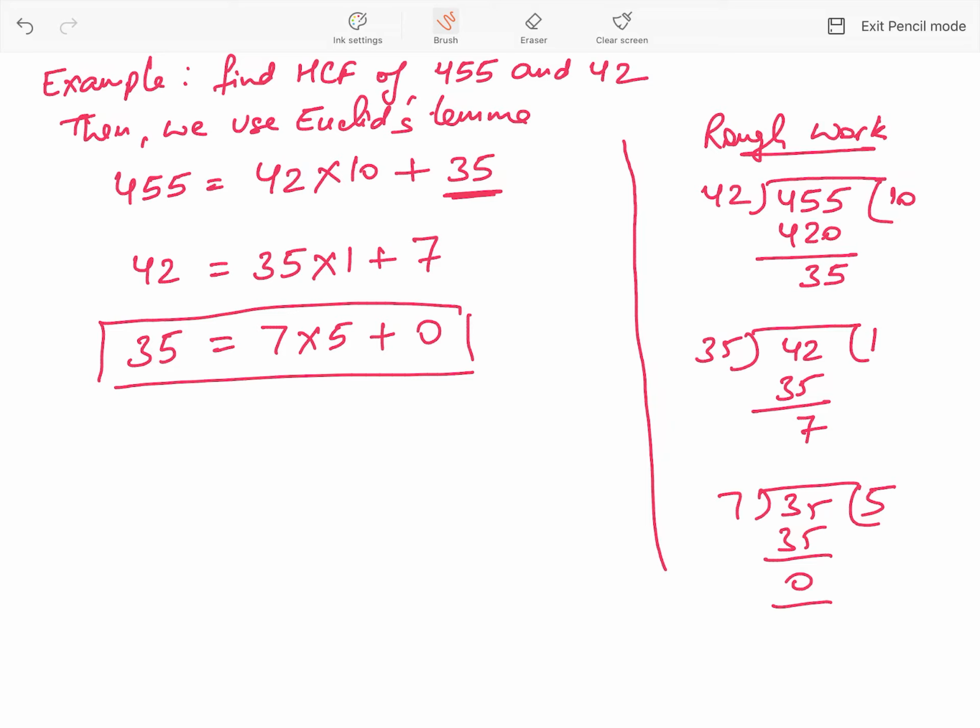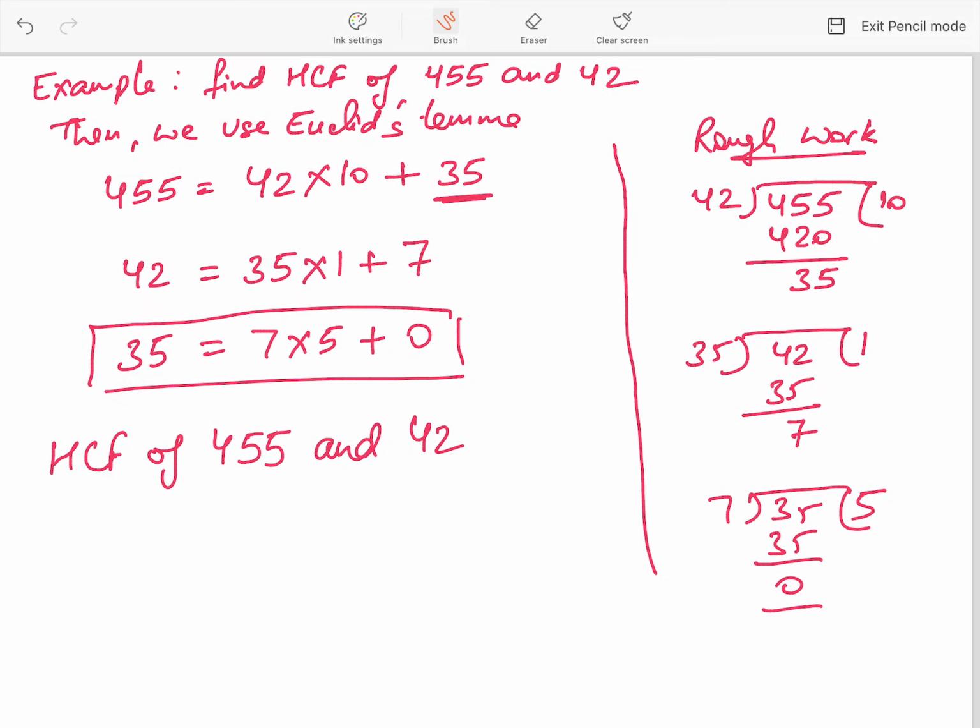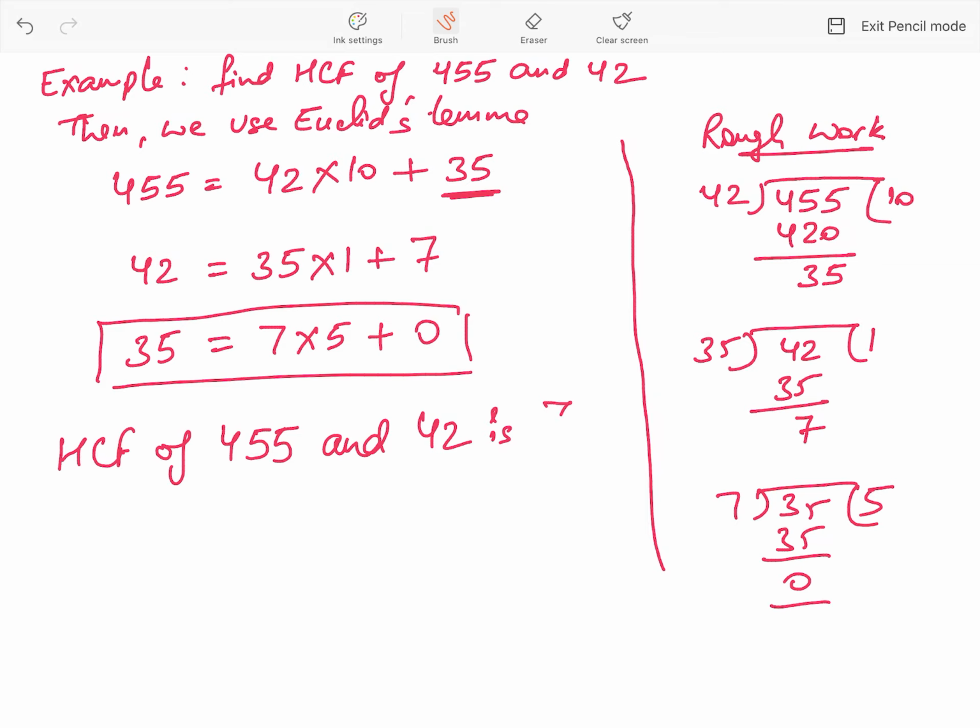So we can say that the HCF of 455 and 42 is 7. The last divisor in the step where we get remainder 0. So the last divisor will be the HCF. So this was Euclid division algorithm.